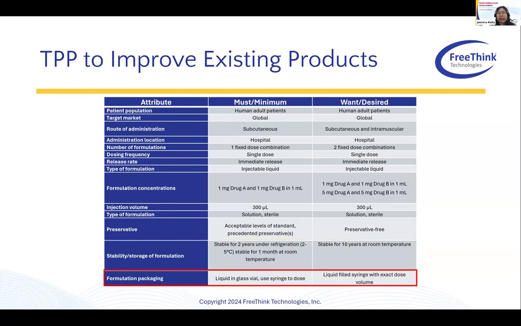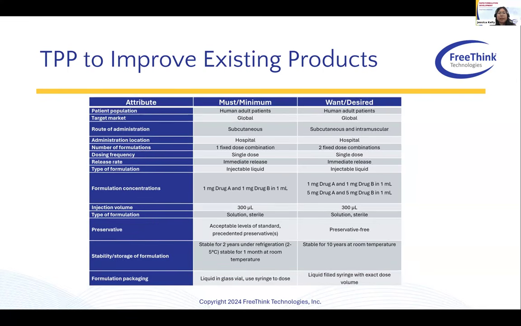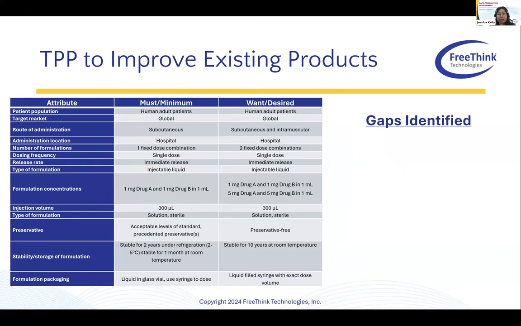And finally, for ease of administration, it is preferable to develop a formulation that is in packaging that contains the exact dosing volume. But to progress, we would need to consider the injectability of the formulation. And again, we see that developing the TPP has identified gaps that need to be addressed.